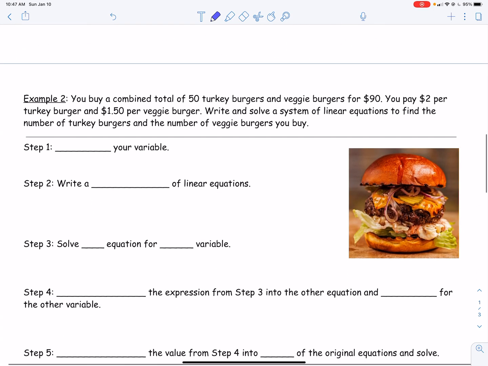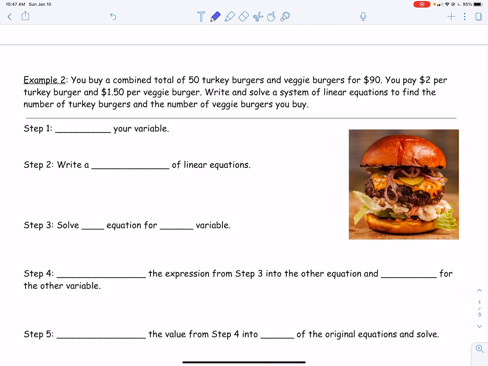All right, moving on to example number 2. You buy a combined total of 50 turkey burgers and veggie burgers for $90. You pay $2 for turkey burger, $1.50 for veggie burger. Write and solve a system of linear equations to find the number of turkey and veggie burgers you buy. So right off the bat, I notice units. So that means all three of those numbers are going to be in the same equation, right?